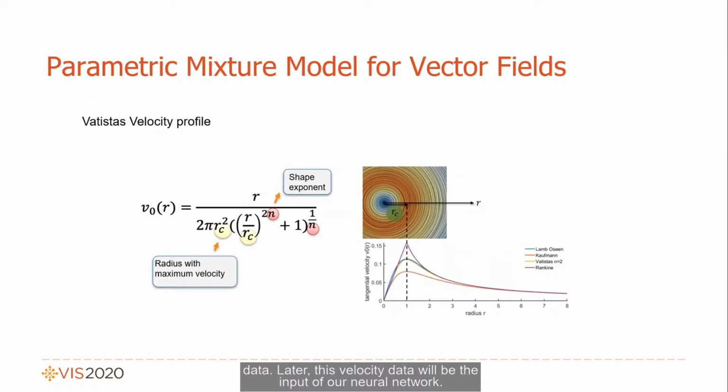In order to synthetically generate the vortex patches, we use Batista's velocity profile. In Batista's velocity profile, we have two parameters: RC, which is the radius with maximum velocity and defines the boundary of the vortex, and N, which is the shape exponent and defines the shape of the velocity.